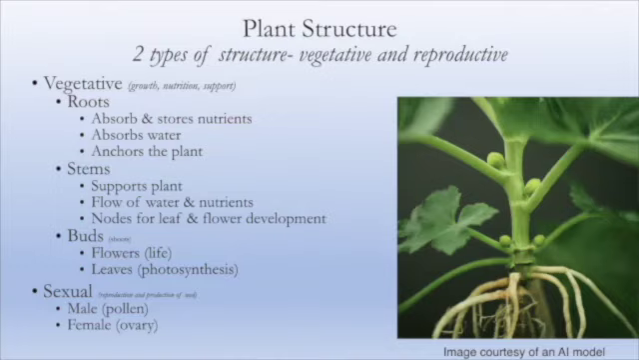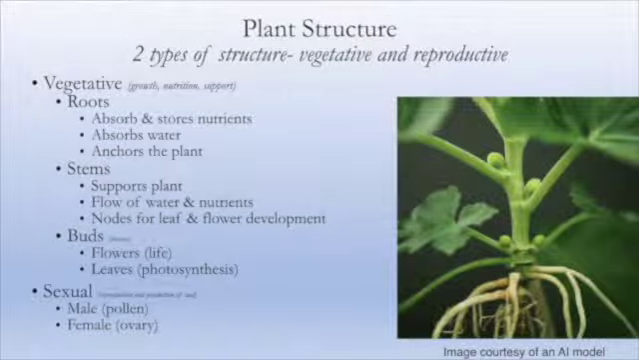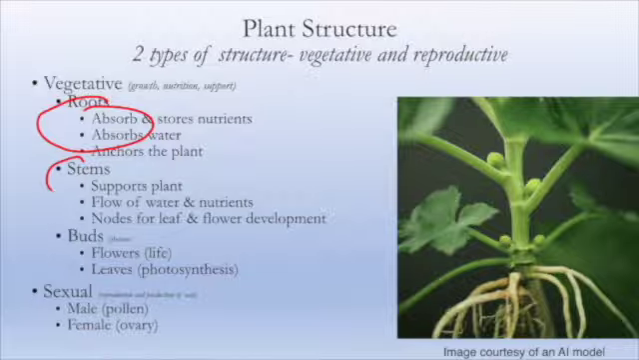All right, plant structure, and this is where it starts to really get into the meat of things. I'm going to go slowly, and we're going to take a look at each one of these. So for plant structure, there are 2 types: vegetative, which we'll look at in this video, and reproductive, which we'll look at in the next video. In the vegetative, you have roots, you have stems, and you have buds.